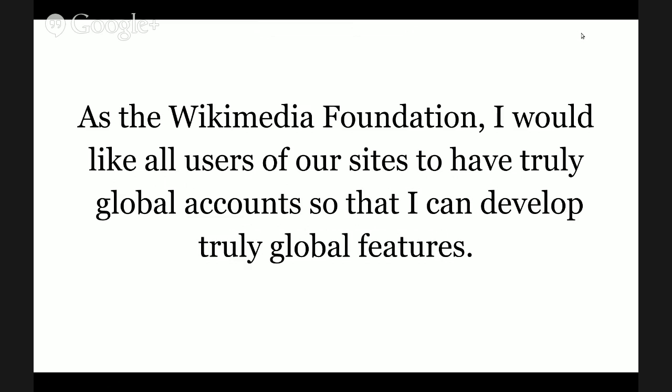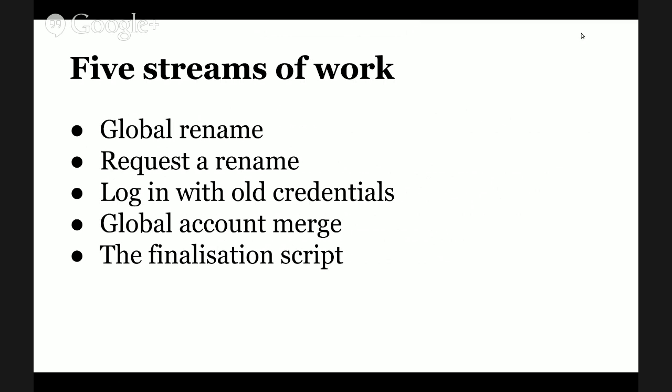Ah, marvelous. Okay, so I'm a product manager, so I think in user stories. So I'm going to give a brief rundown of what we're doing. So this is the user story for the SUL finalization, basically. I would like all of our users of our sites to have truly global accounts, because they don't right now. Most of them do. Most of the people in this room do. Some of you don't. We're fixing that. So basically we're doing 5 different things right now. Global rename, a facility to request a rename, the ability to log in with your old credentials, global account merge, and the finalization script. So I'll run through each of these, tell you why it is that we're doing it, and where we are with it.